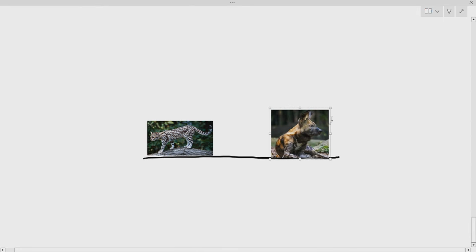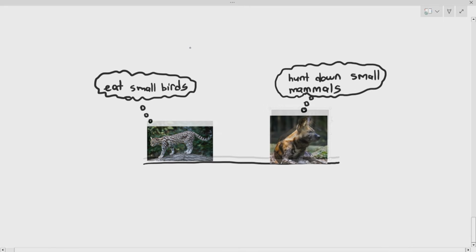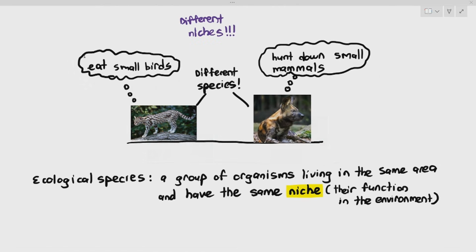Now, immediately when you compare these two organisms, are they the same species? Almost all my students will say, no, they are not the same species. Why? Because obviously they have different morphological features, because they look very different from each other. But let's also look at their function or their niche. The organism on the left eats small birds, but the organism on the right hunts down small mammals. So you can also use the ecological species definition. And also they are not living in the same area, by the way.